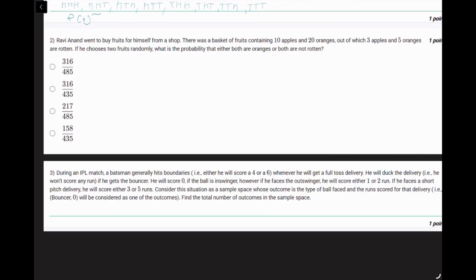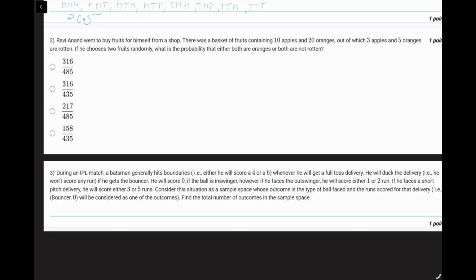Okay, next question. Ravi went to buy fruits for himself from a shop. There was a basket of fruits containing 10 apples and 20 oranges, out of which 3 apples and 5 oranges are rotten. If he chooses 2 fruits randomly, what is the probability that either both are oranges or both are not rotten?